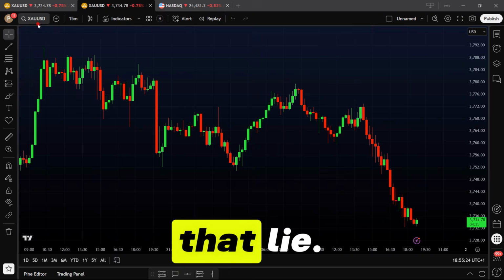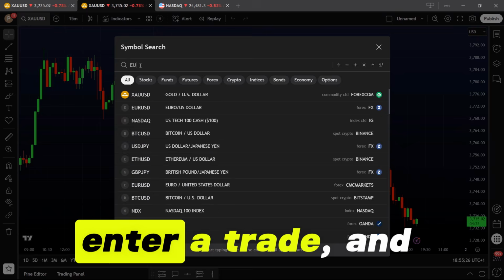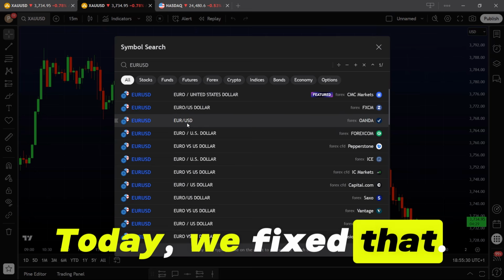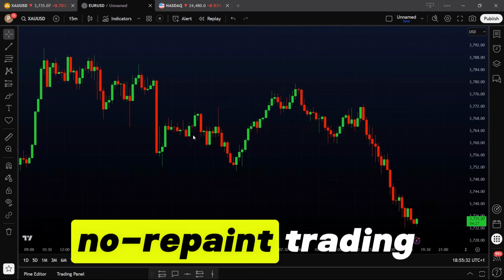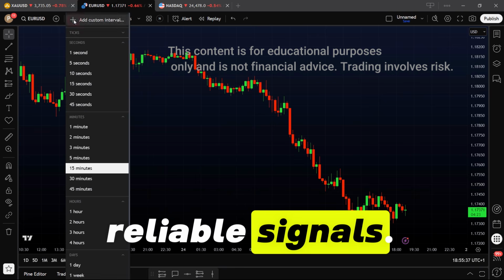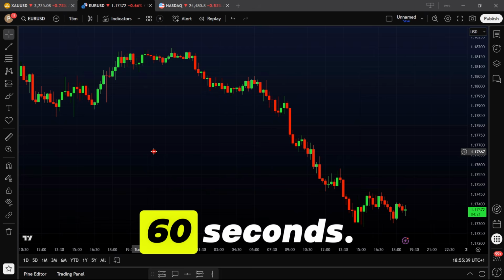Stop using indicators that lie. You see a signal, you enter a trade, and then the signal disappears. Today, we fix that. This is a powerful, no-repaint trading strategy for TradingView that gives clear, reliable signals. Let's build it in under 60 seconds.